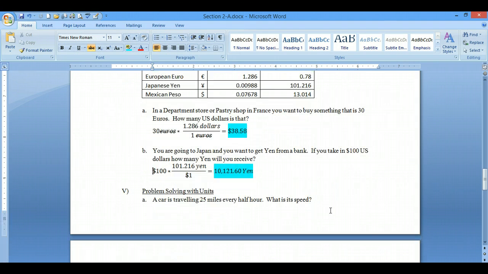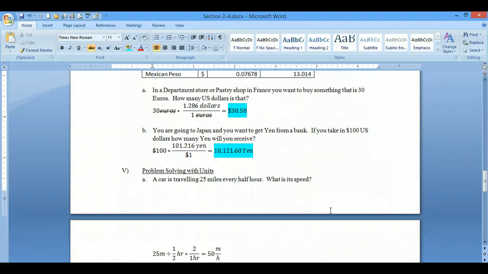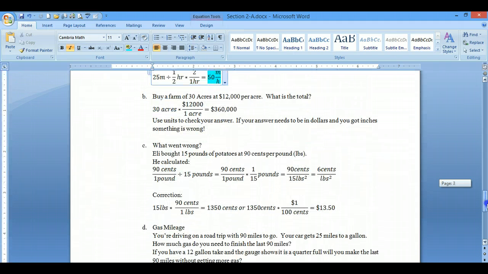Problem solving with units. A car is traveling 25 miles every half hour. What is its speed? Speed is done as miles per hour. So I'm going to take my miles divided by hours, miles per hour, 25 miles divided by half an hour, times, or when I divide fractions, I flip and multiply. So I'm going to multiply this by 2 over 1 hour, and I'm left with 50 miles per hour. Now some of you are thinking I can do that in my head, and that's fine. Go ahead and do those easy ones in your head. But the other ones, they might not be so easy, and you'll want to use the conversion factors. All right, let's move to the next one.